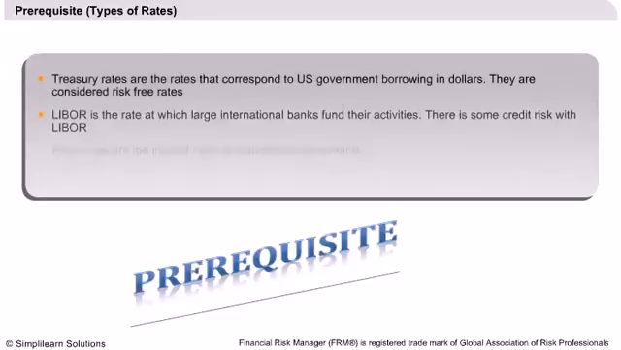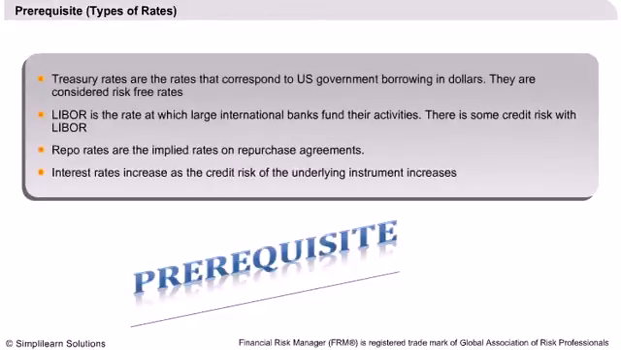Prerequisite, type of rates. There are 3 interest rates that play a key role in interest rate derivatives: treasury rates, LIBOR, and repo rates. Keep in mind that the interest rate increases as the credit risk of the underlying instrument increases. Treasury rates are the rates that correspond to US government borrowing in dollars. They are considered risk-free rates.